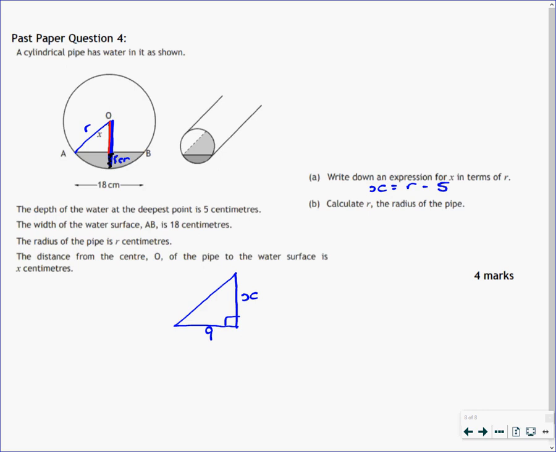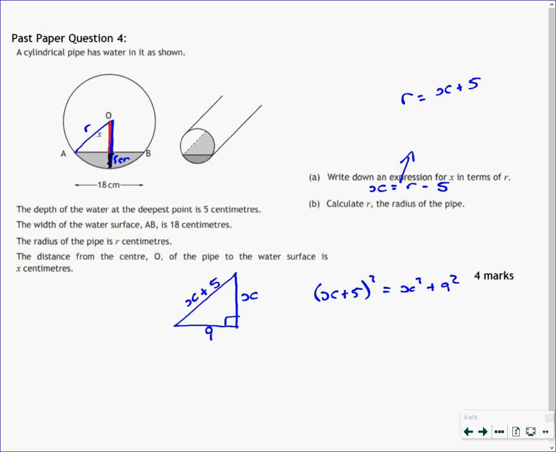So let me change the subject of this formula here. So I can make this formula say that R is equal to X plus 5. So if this distance here is X, this bit here is going to be X plus 5. Okay? That will then allow me to find the value of X. So I'm still going to use Pythagoras, but I can say here that X plus 5 all squared is equal to X squared plus 9 squared.